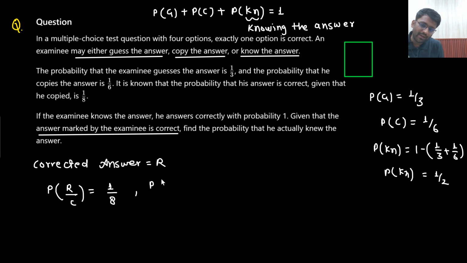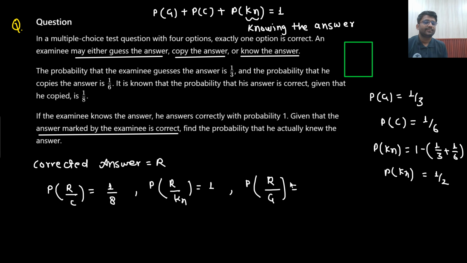Now can you let me know the probability of getting the correct answer given that he knows it? Given that he knows the solution, what will be the probability? If you know the solution, then you will get the correct answer with probability 1, no? If the examinee knows the answer, then he answers correctly with probability 1. So probability of getting the answer correct, given that he knows the answer, is 1. Now can you let me know the probability of getting the correct answer given that he guessed it? What will be the answer?